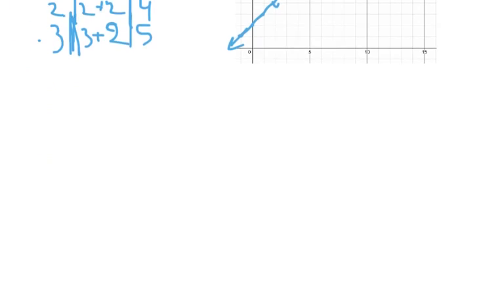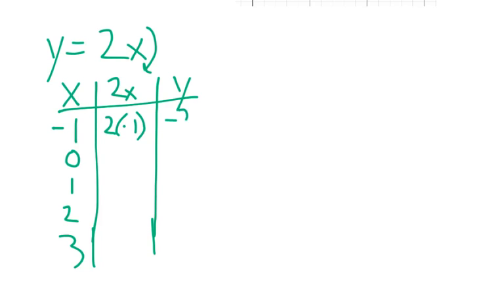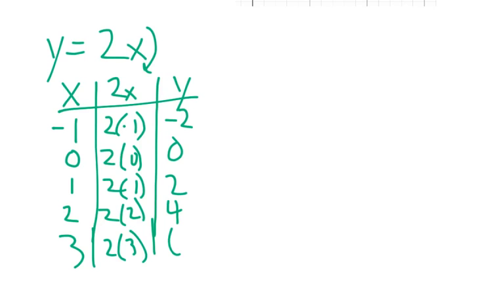Let's do another example. So for this one, let's say we have y equals 2x. So again, I'm going to make a nice big 3-column table. X, 2x, because that's what's right there, y. Again, I want to go from -1 to 0, 1, 2, and 3, and now fill it out. -1 times 2 is going to give me -2. 2 times 0 is 0. 2 times 1 is 2. 2 times 2 is 4. And 2 times 3 is 6.